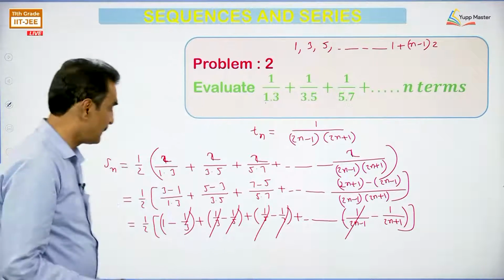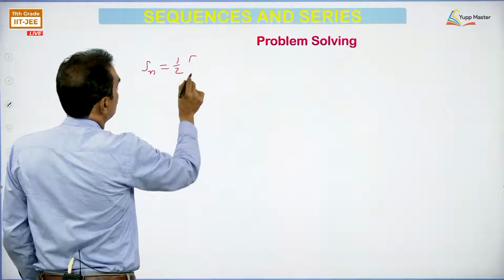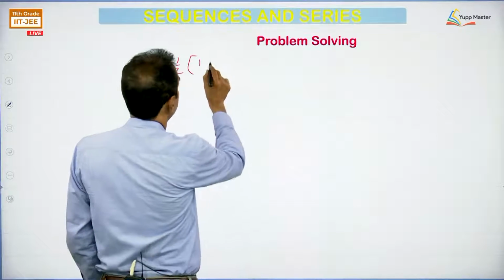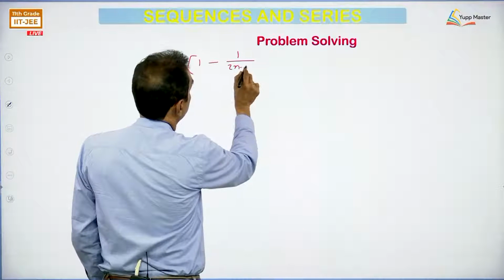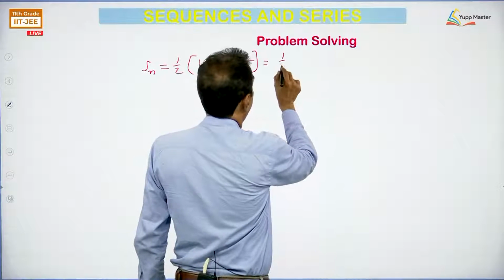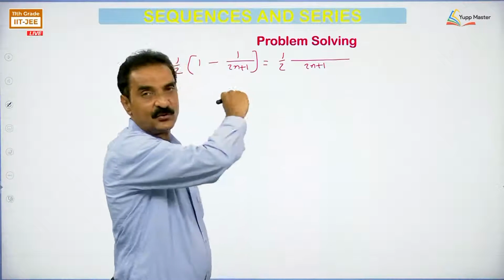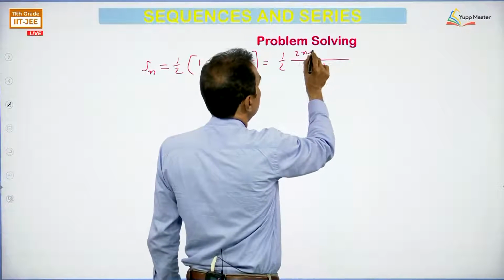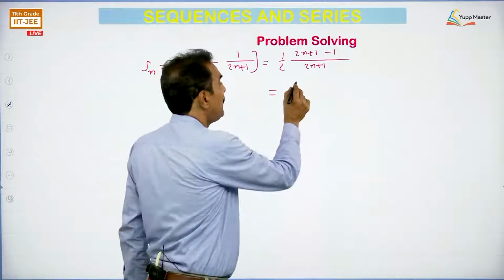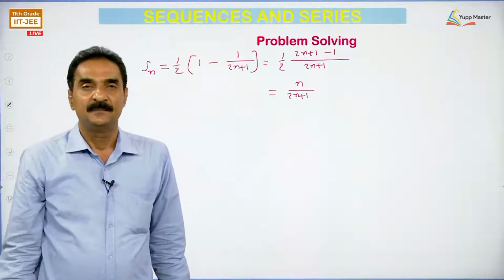So, what is the sum? Half into, the first term is 1 minus 1 by 2n plus 1. Alright. Take LCM and simplify. Half into, 2n plus 1 is the LCM. You will get the numerator as 2n plus 1 into 1, 2n plus 1 minus 1. So, what is the final answer? n upon 2n plus 1. Alright. Let us proceed to the next question.